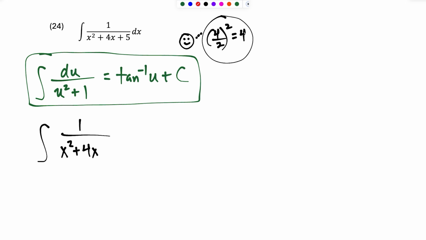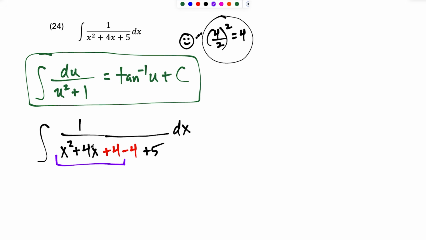So that's the number that I'm going to add and subtract on bottom. So I'm going to go plus 4 and then minus 4 right after. And then I write the plus 5 at the end. And you'll see why I did this in a moment. Okay, so we have this and then dx at the end. So now when we simplify, I just want to focus on this piece in purple.